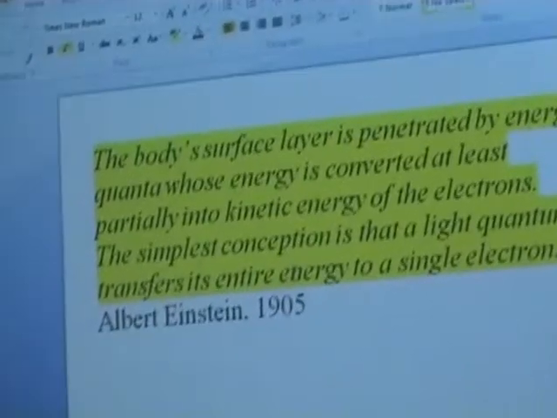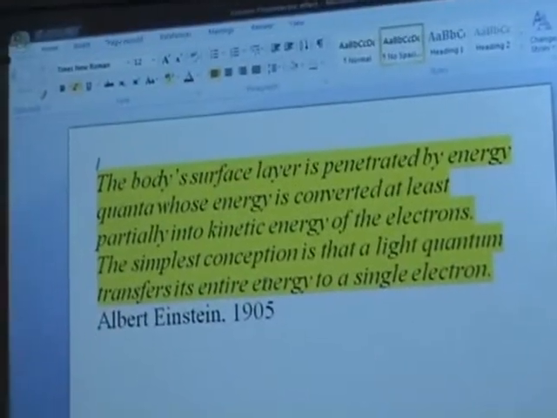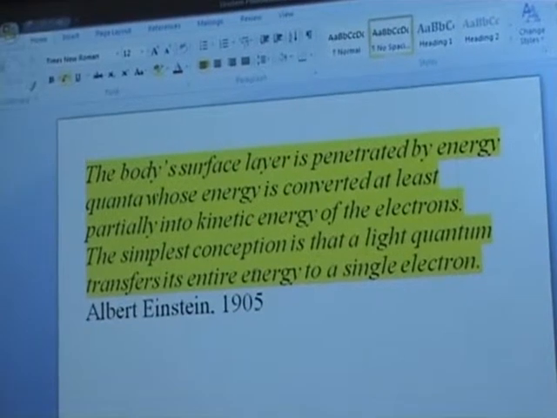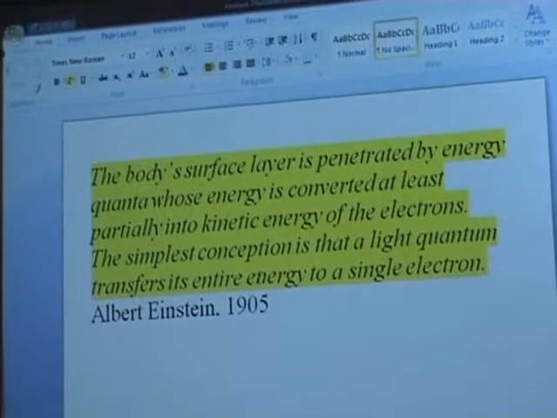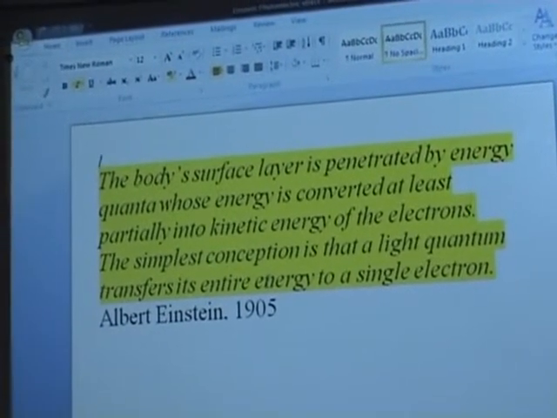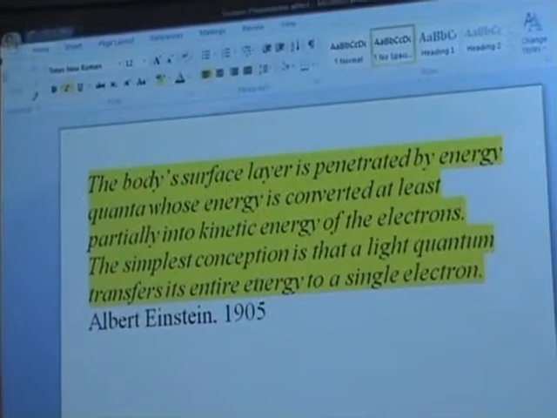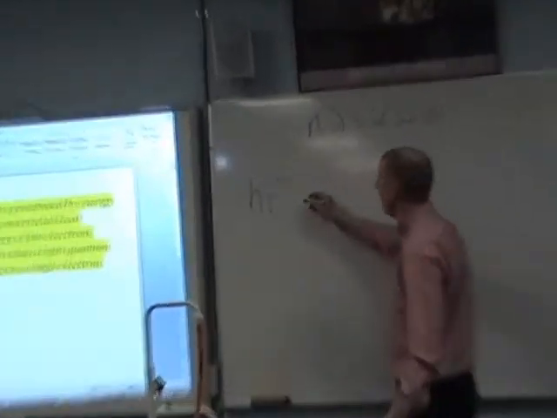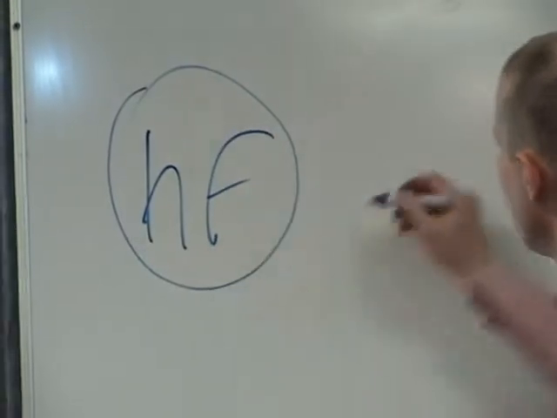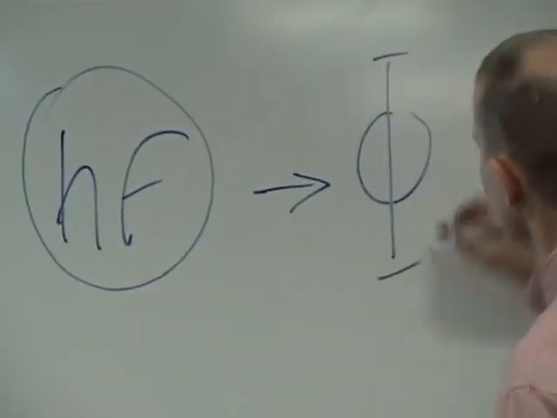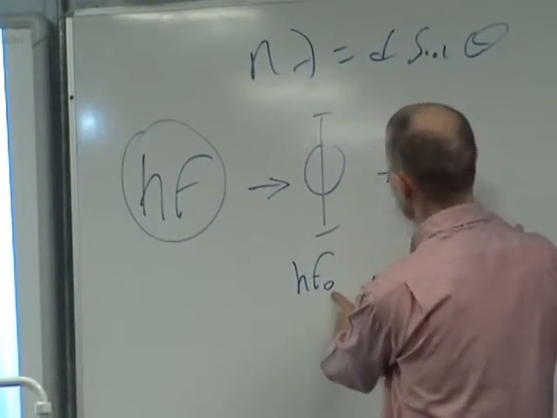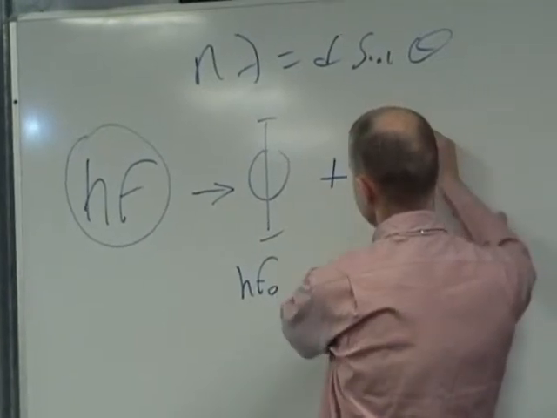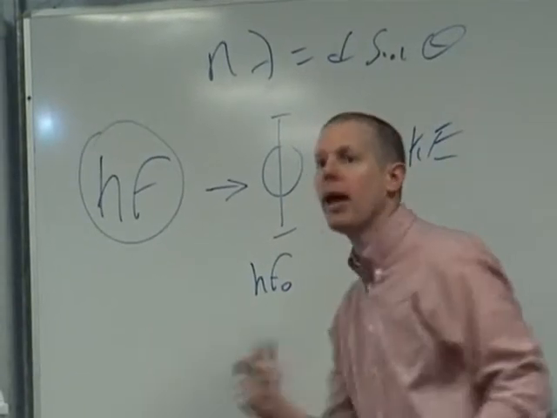He's saying, imagine, this is in 1905. The body's surface layer, so he's talking about the zinc, is penetrated by energy quanta. So this is the light waves coming in, whose energy is converted at least partially into kinetic energy of the electrons. The simplest conception is that a light quantum transfers its entire energy to a single electron. So this is his famous photoelectric formula. The HF going in, this was the light quantum going in. It does two things. It releases an electron, and that's also given the symbol HF0. This is the frequency required to release an electron, plus what's left over? Kinetic energy. And that's his famous formula.